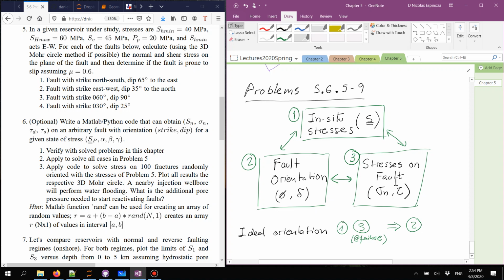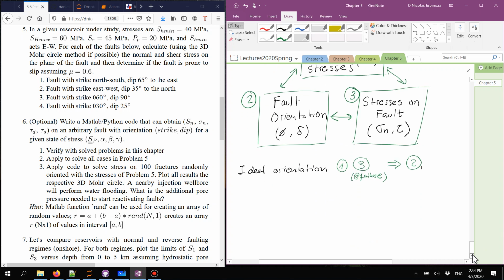For example, when you have to determine the in situ stress in a particular location by observing the faults, what you know is the orientation of the faults. You are assuming that those are at failure, and with that, you are able to determine the first component, which is the in situ stress. Okay, so let's see how we apply this general procedure and general statement of the problem to problem number 5.